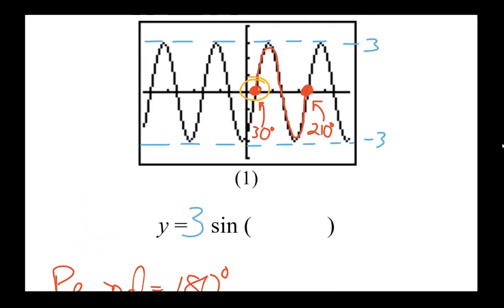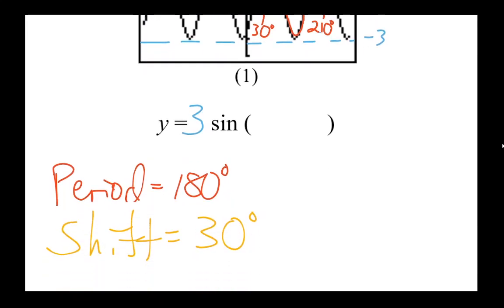Okay, now we want to be careful that we don't say that it's this green point, because the graph is going down from that point. Something that's implied here is that a sine wave is always going to proceed in an upward manner from its original y-intercept. So that's why 30 degrees to the right is our shift.